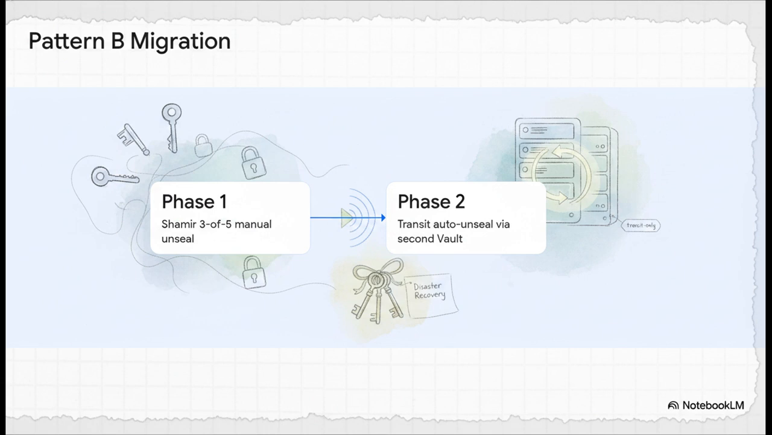So in phase 2, you introduce a second vault on a different host in transit-only mode, and the primary vault rekeys its seal. Now you've got an automated transit unseal using the official Vault Operator Unseal migrate path. What's brilliant here is those original Shamir keys are never destroyed. They're smartly retained for disaster recovery. You aren't burning your recovery path for convenience.